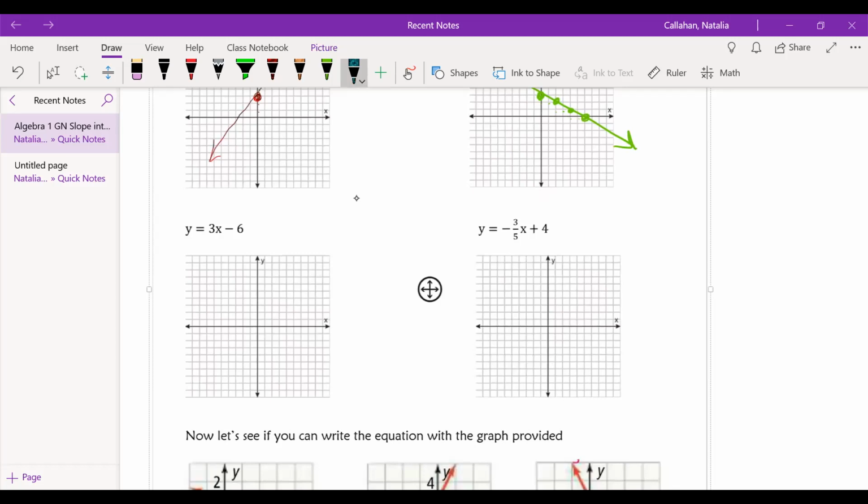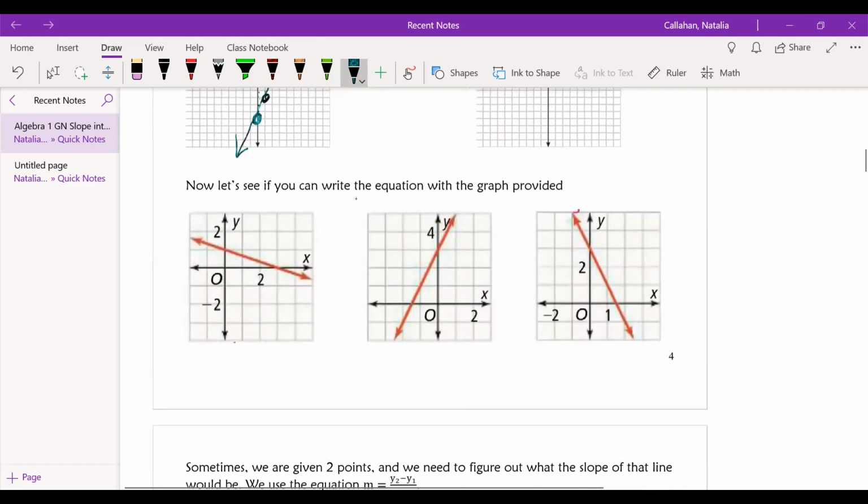Okay, let's take a look at the next one. This one, your m is 3 over 1. Your b is negative 6. So you start down at 6, 1, 2, 3, 4, 5, 6. Go up 1, 2, 3 over 1, 1, 2, 3 over 1, and this is your line. On this one, I'm going to have you guys try that.